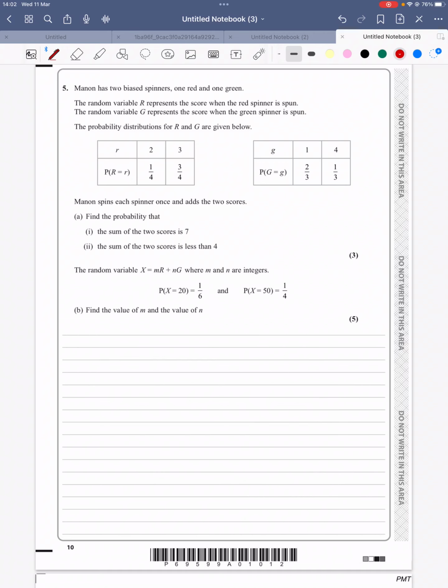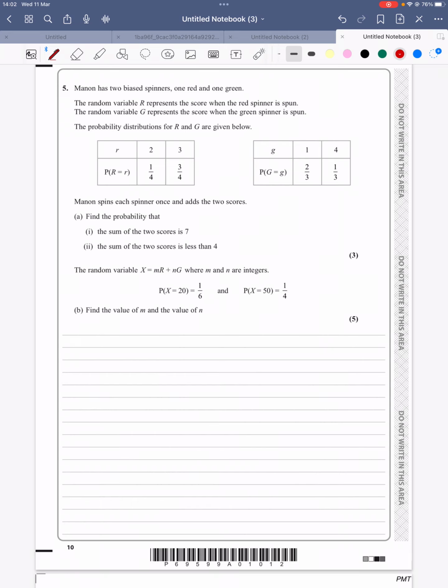Hi guys, today we have a statistics question and we're gonna try to unpack it. So the question reads, Manon has two biased spinners, one red and one green. The random variable R represents the score when the red spinner is spun. The random variable G represents the score when the green spinner is spun. The probability distributions for R and G are given below.